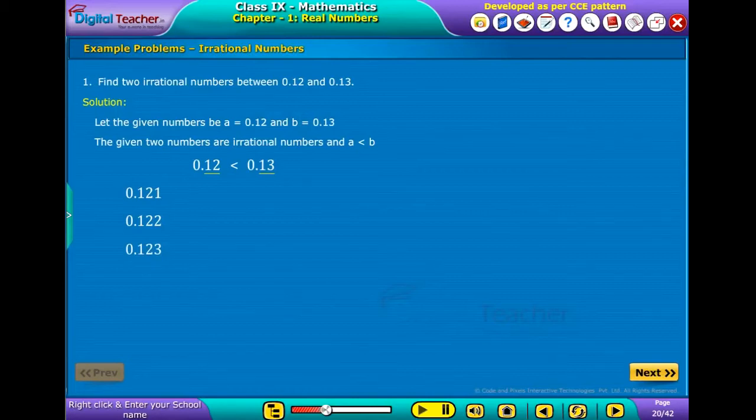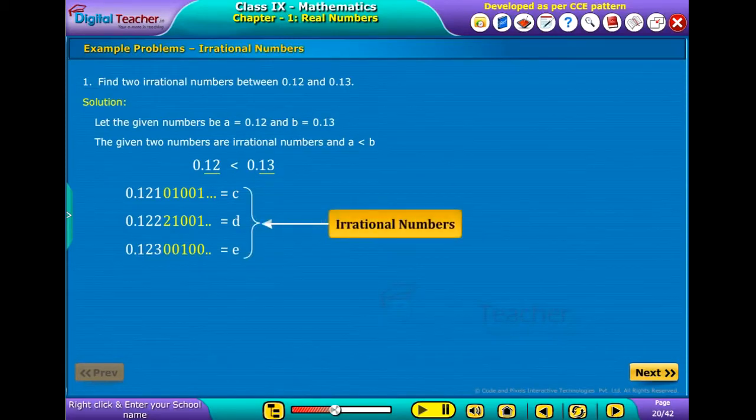Now, add some non-terminating, non-recurring decimal to these numbers as shown on screen. Let us assume these numbers as C, D, E. Thus, we conclude that the numbers C, D, E are irrational. Therefore, A less than C, less than D, less than E, less than B.